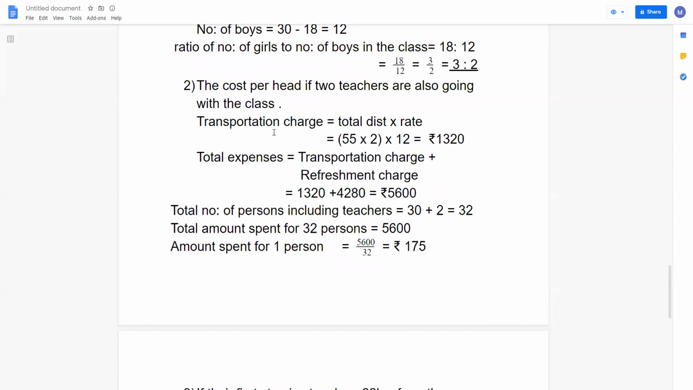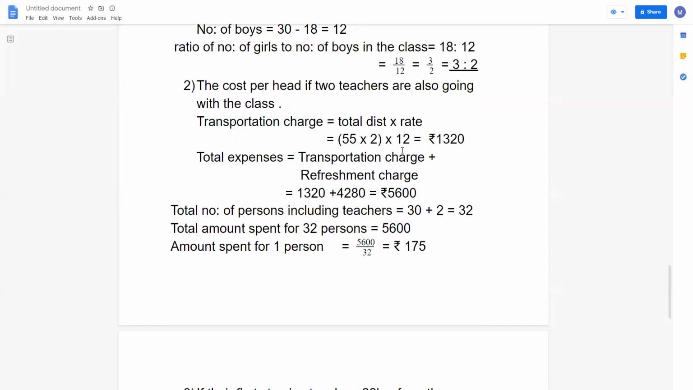See, transportation charge equals total distance multiplied by the rate. What is the total distance? 55 kilometers for going and 55 kilometers for coming. So 55 into 2, that is 110, will be the total distance.